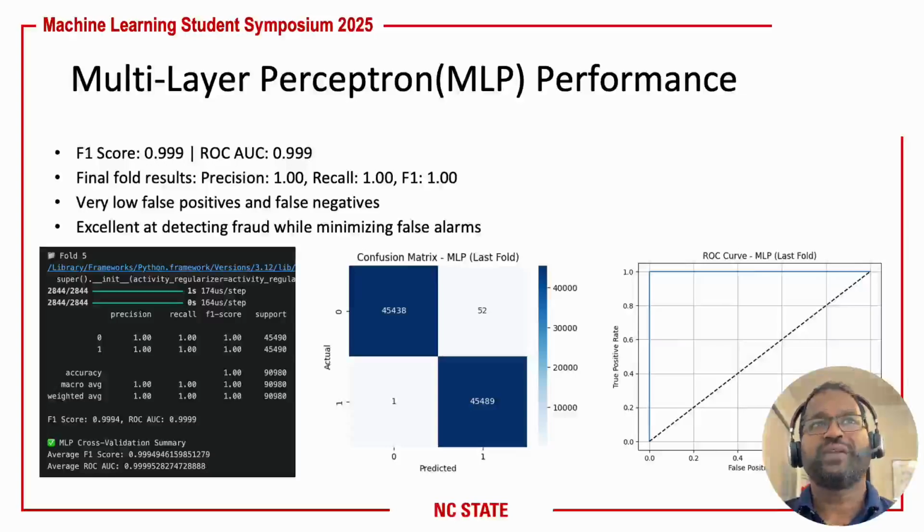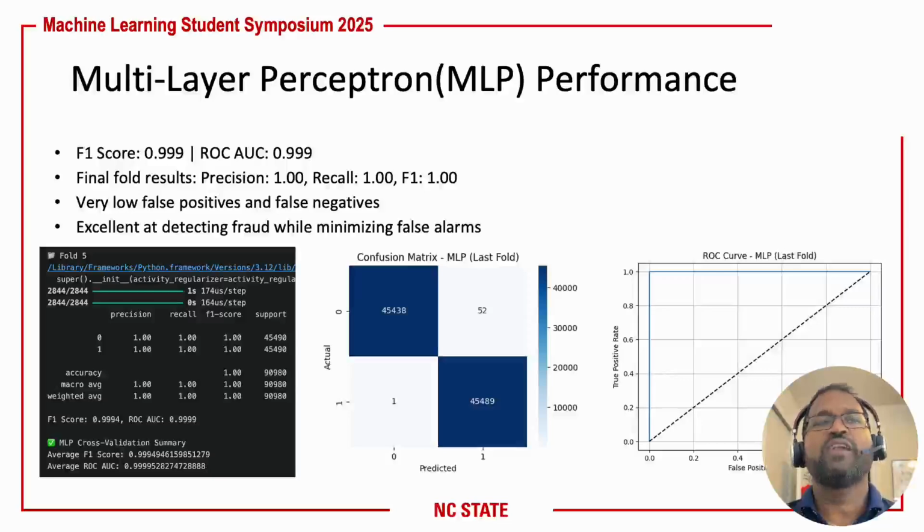Here we present the performance of the MLP model. First, to explain the architecture, we used a sequential model starting with an input layer connected to a dense layer with 64 neurons and ReLU activation, followed by dropout. Then another dense layer with 32 neurons and another dropout layer. Finally, we have a single output neuron with a sigmoid function, which gives us a probability for fraud.